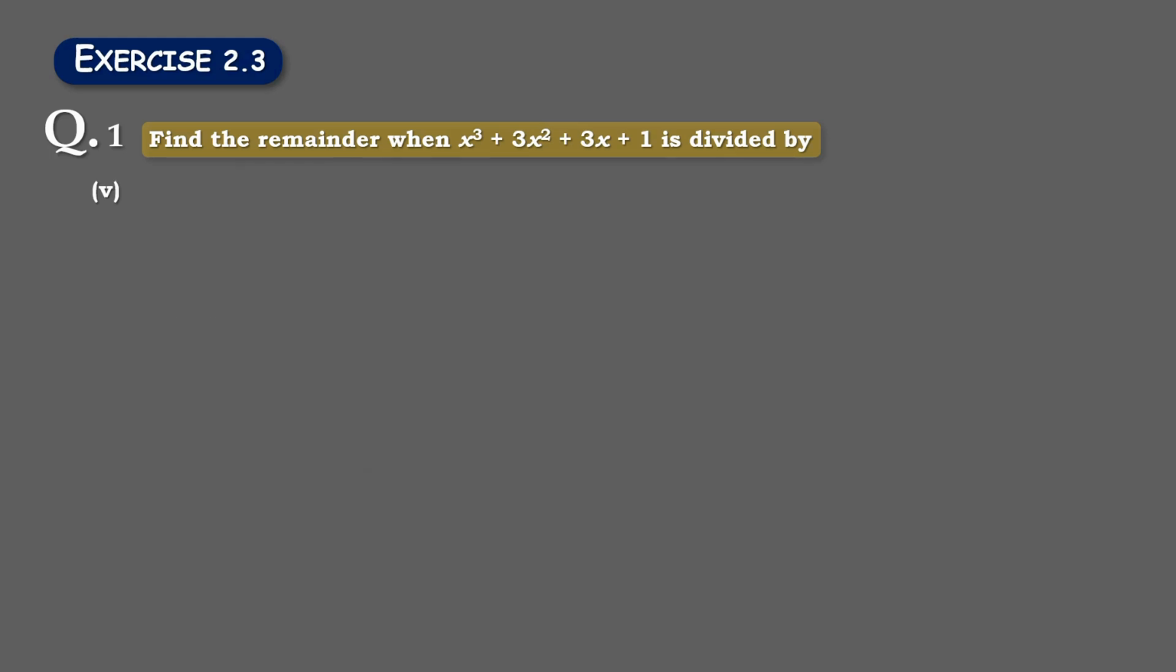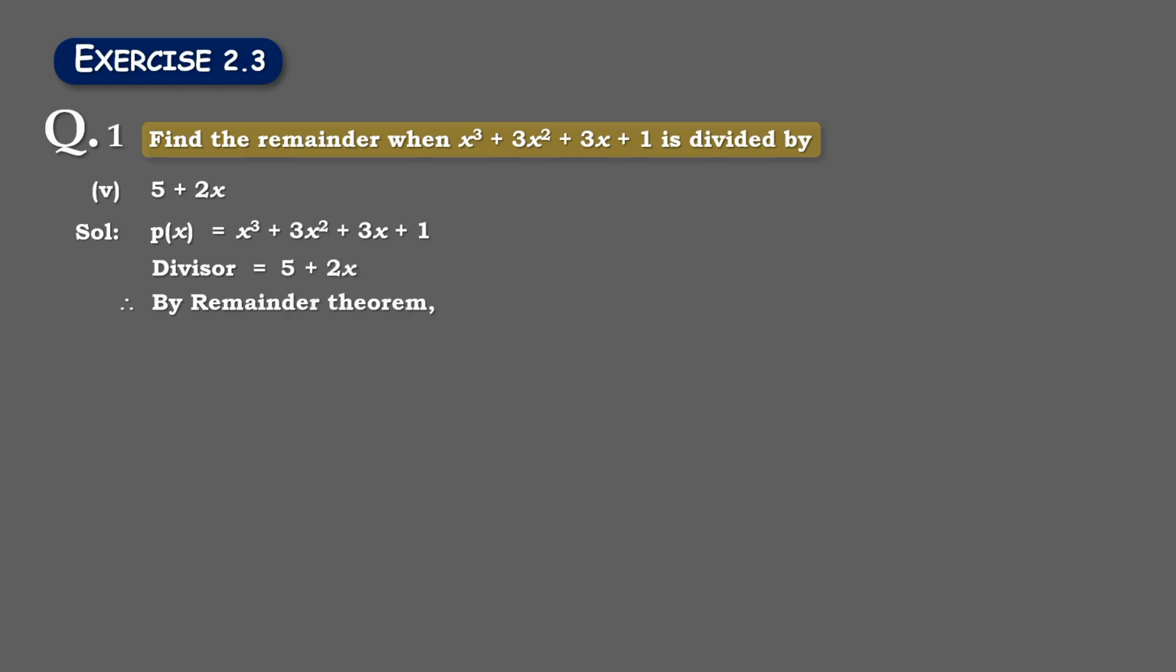Question. Find the remainder when x cubed plus 3x squared plus 3x plus 1 is divided by 5 plus 2x. Solution. Let p of x be equal to x cubed plus 3x squared plus 3x plus 1. The divisor is 5 plus 2x. According to the remainder theorem, when a polynomial is divided by a linear divisor, the remainder is obtained by substituting the value of x that makes the divisor 0.